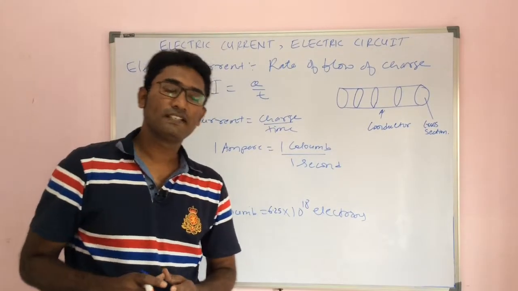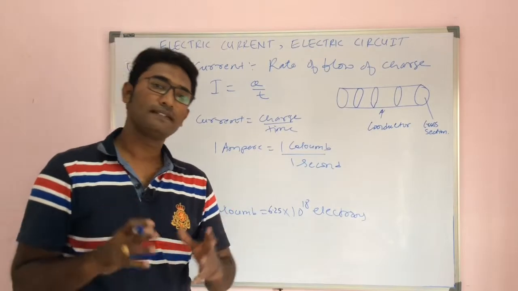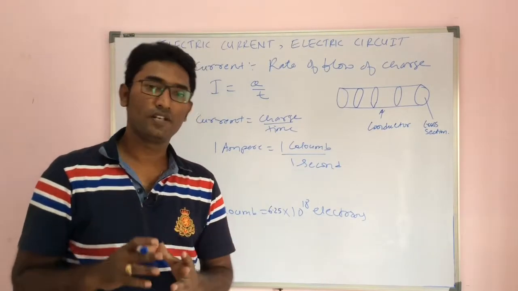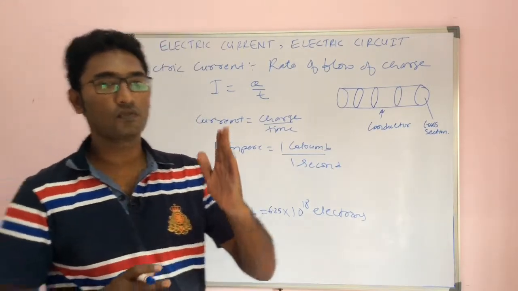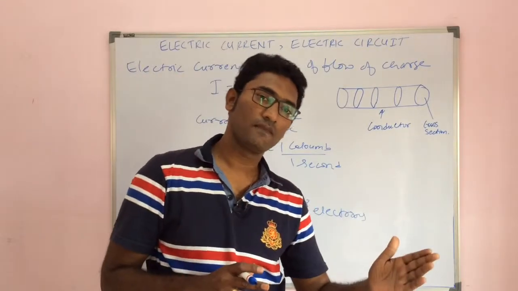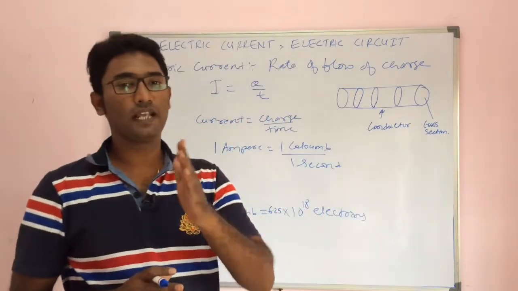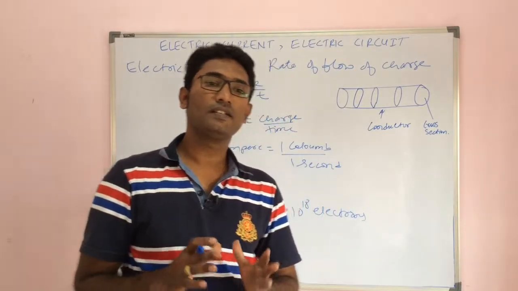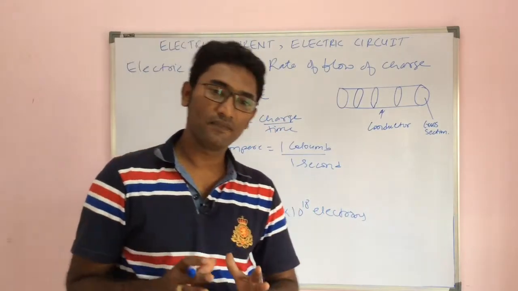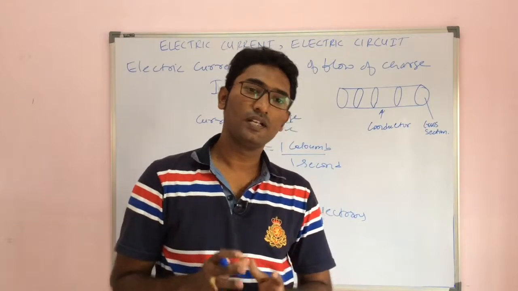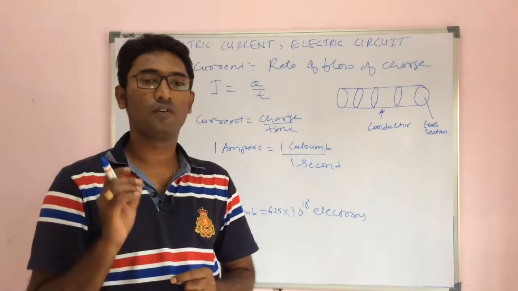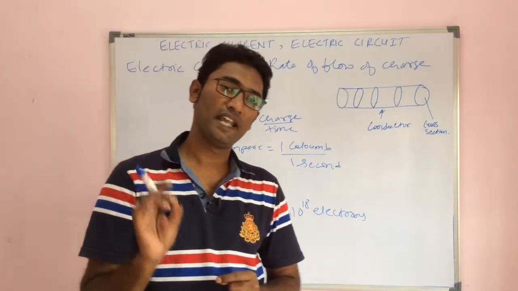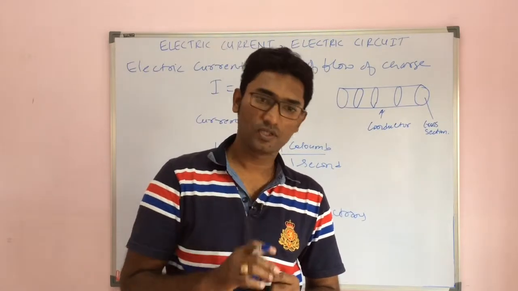Now let us see what is an electric current. We have already seen the direction of a conventional current. Conventional current flows from the positive terminal to the negative terminal, and electronic current flows from the negative terminal to the positive terminal. Conventional current is the direction of the electric field, whereas electronic current is the actual direction of the flow of electrons from the negative terminal to the positive terminal.